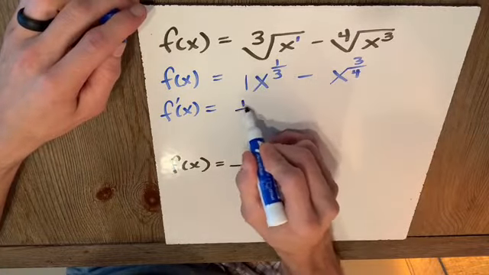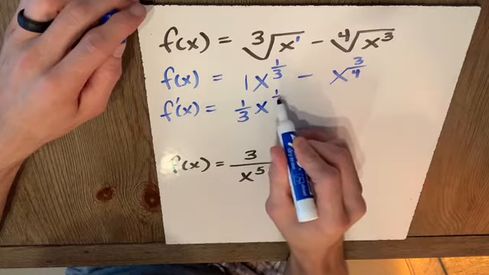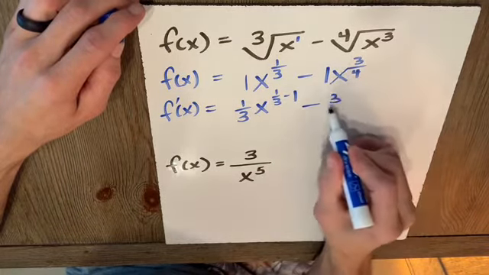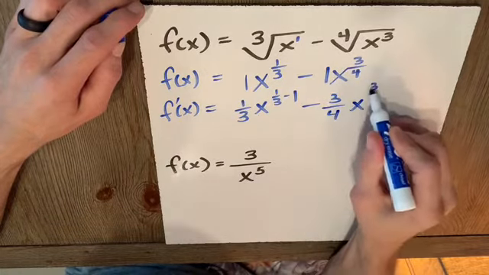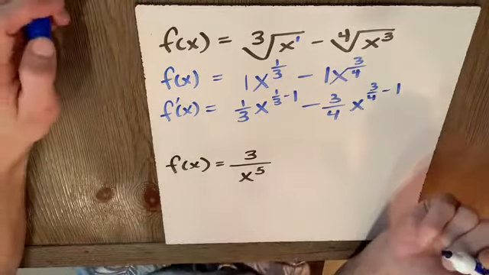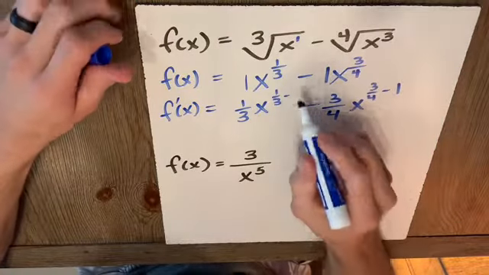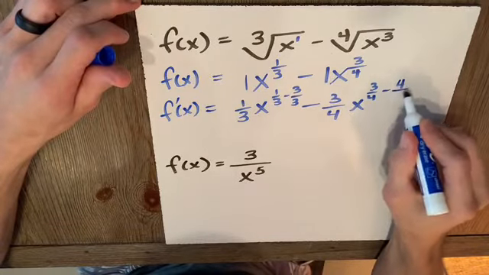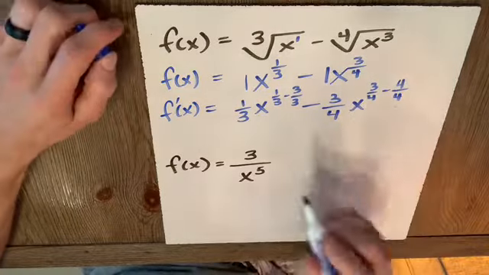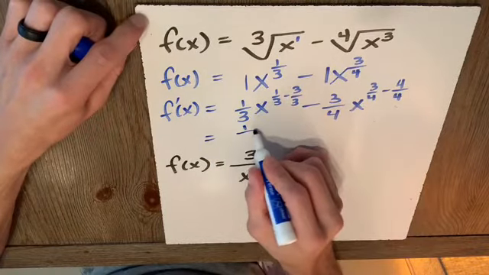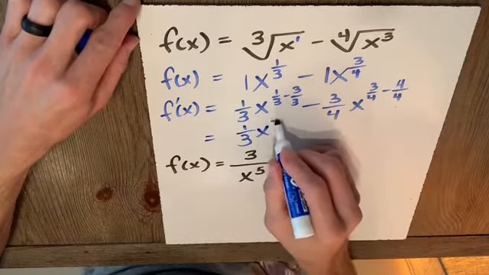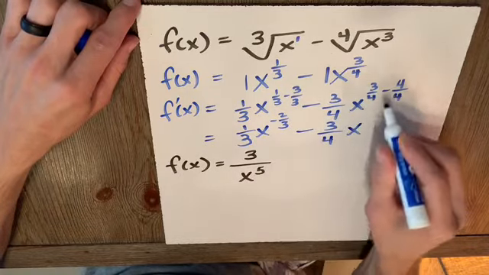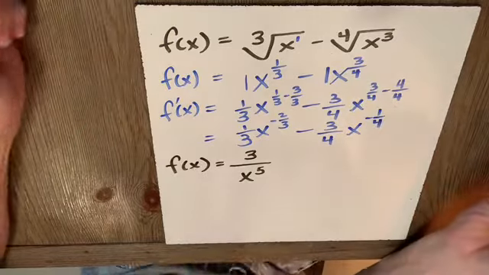Multiply and subtract. 1/3 times 1 is 1/3 x to the 1/3 minus 1 minus, well, this is 1 times 3/4 is 3 over 4 x to the 3 over 4 minus 1. Now I'm going to make this one into something that's compatible with that fraction and this one into a fraction that's compatible with that fraction. So I'll get 1/3 x to the negative 2/3 minus 3 over 4 x to the negative 1/4. And that's a fine answer.